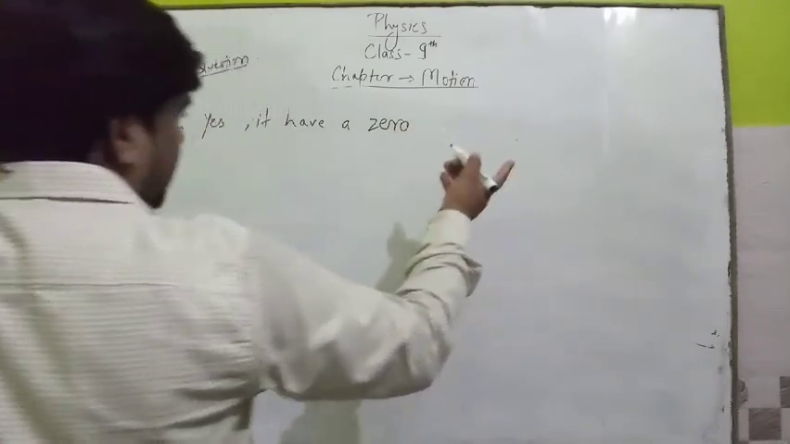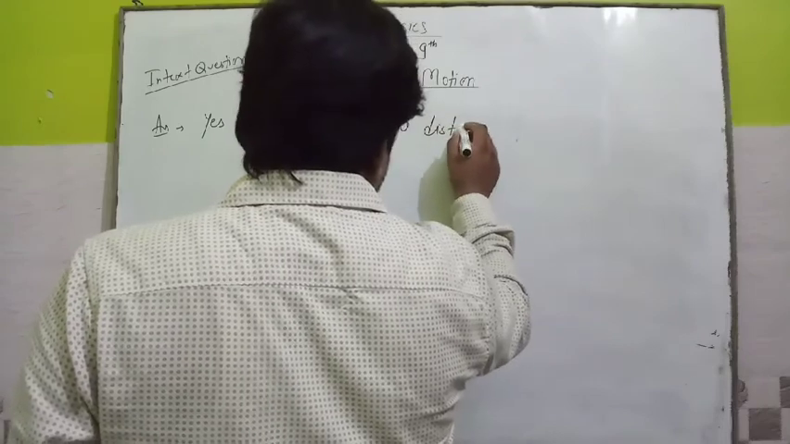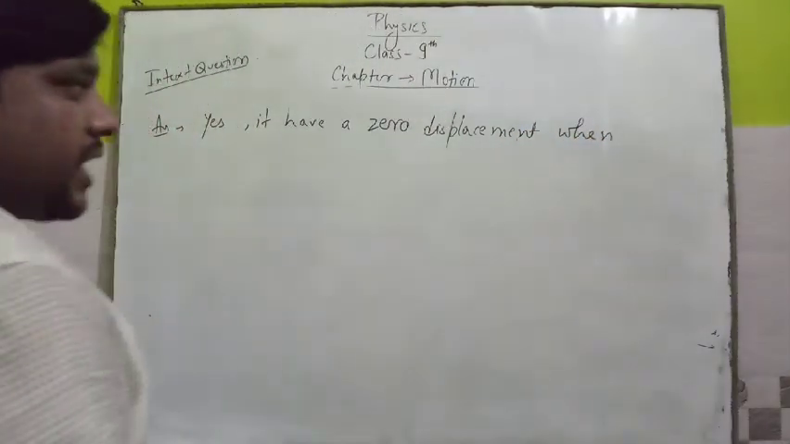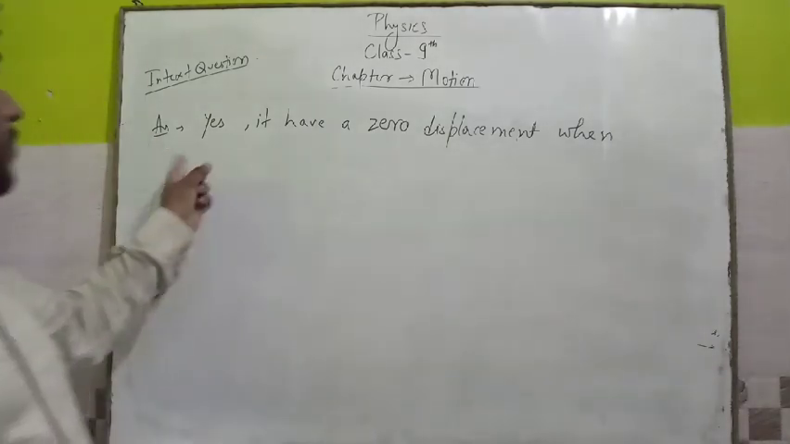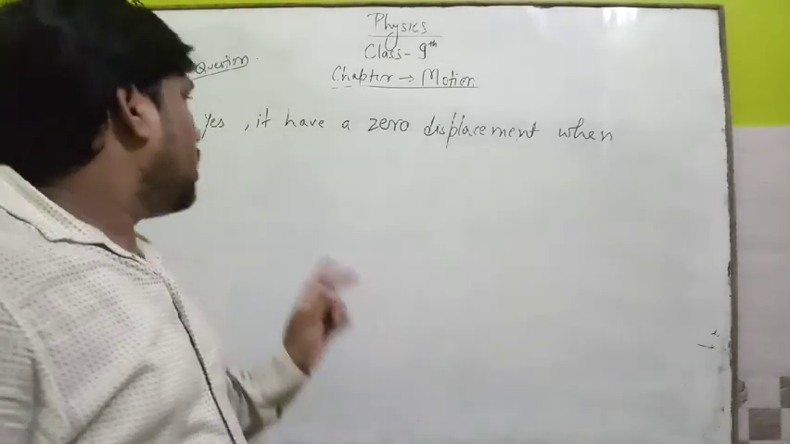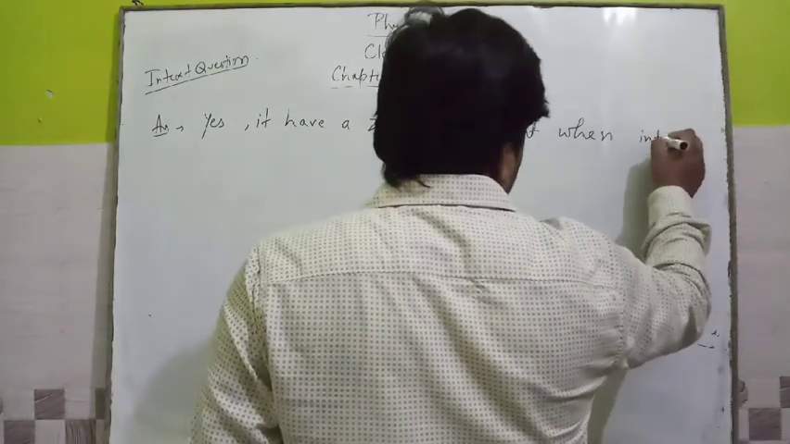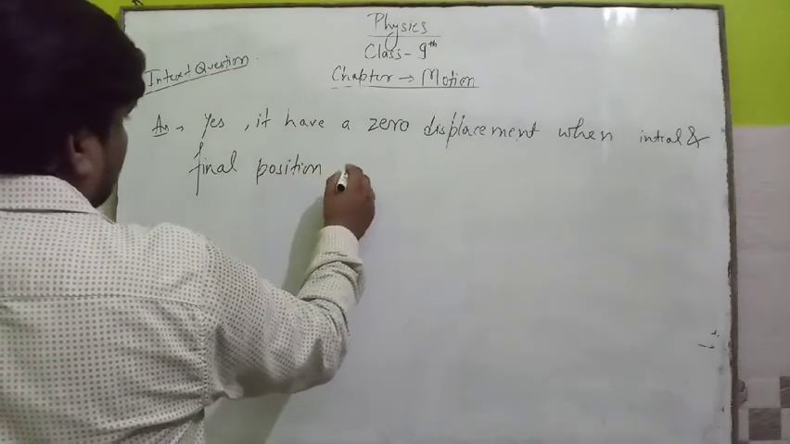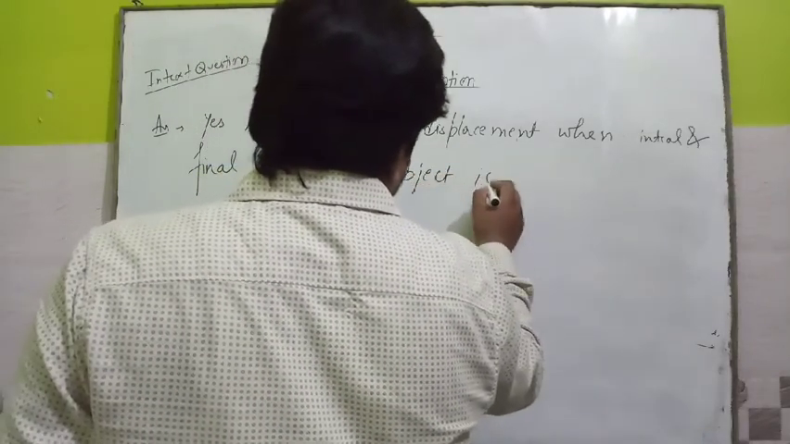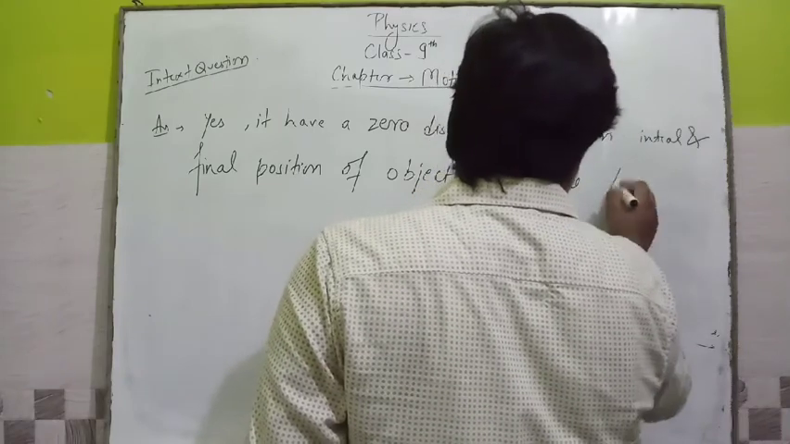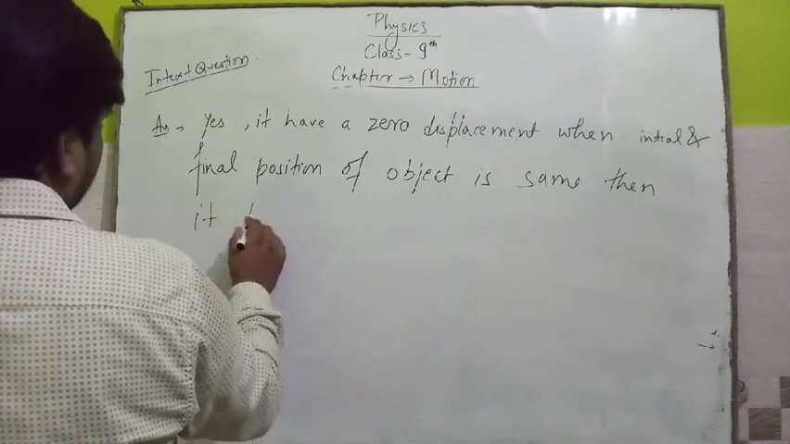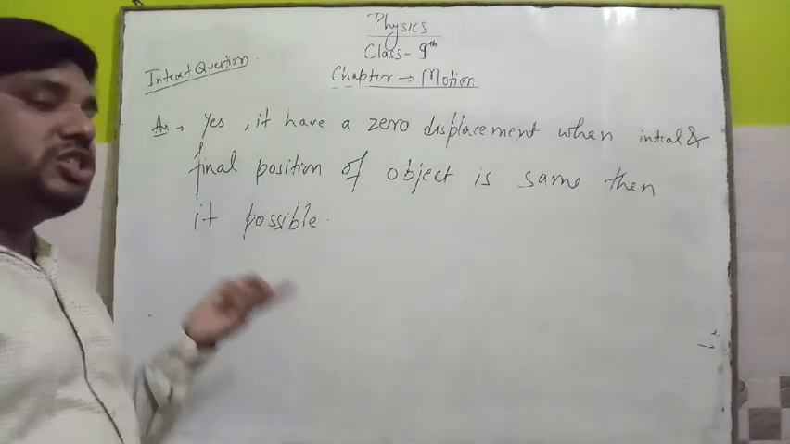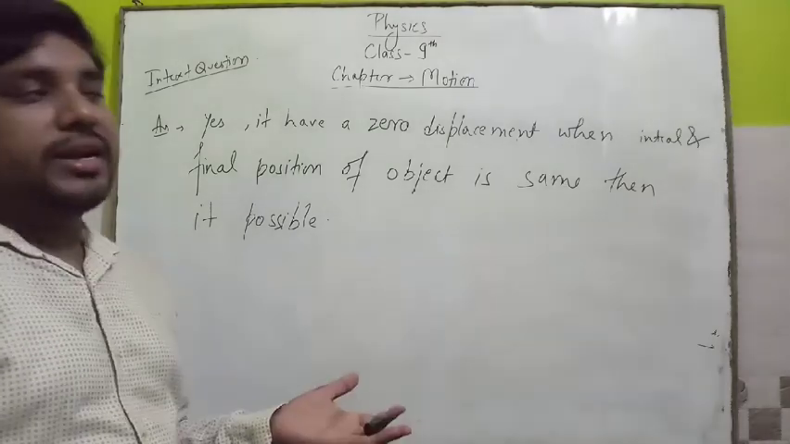When is this possible? It has zero displacement. In the previous class it was already discussed that it has zero displacement when the initial and final position of the object is the same, then it is possible. Means this is possible only when the initial position of the object coincides with the final position, or becomes the same.